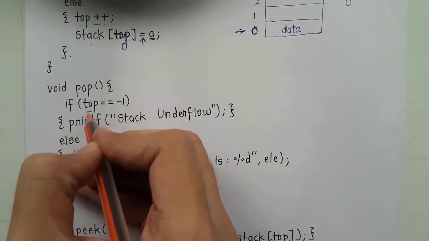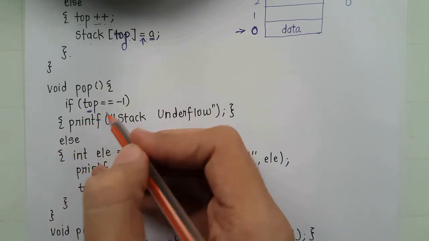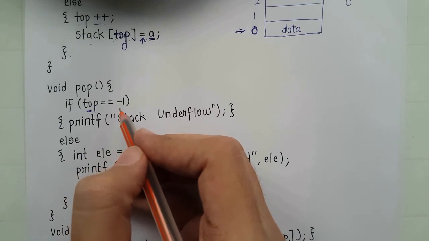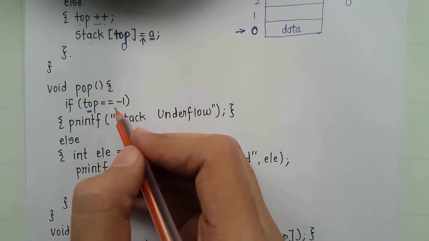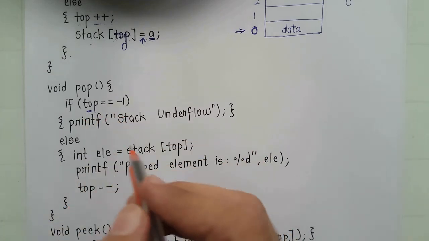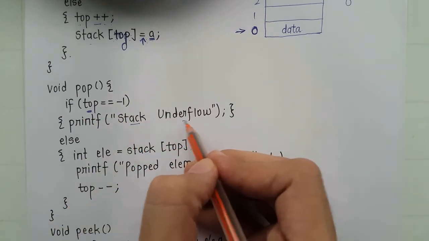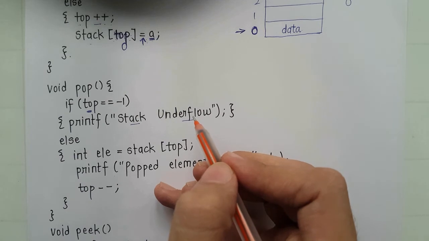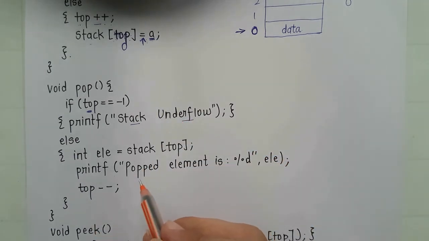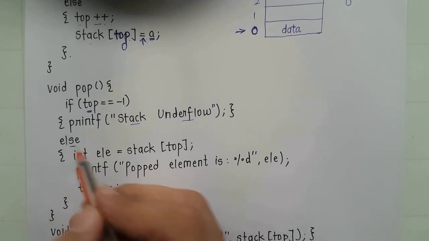So for the pop, the if condition would be executed first and it will check whether the top equals to minus 1. We know that top equals to minus 1 resembles that our stack is empty. So if the stack is empty, this statement would be printed that stack is underflow, that stack is empty. If stack is not empty, then it would execute the else part.